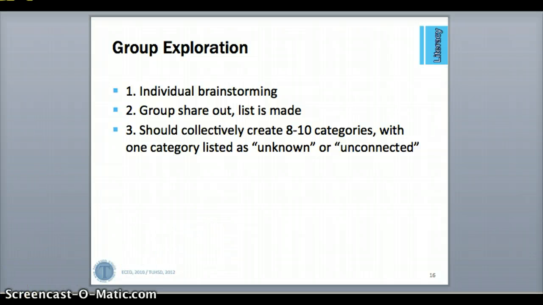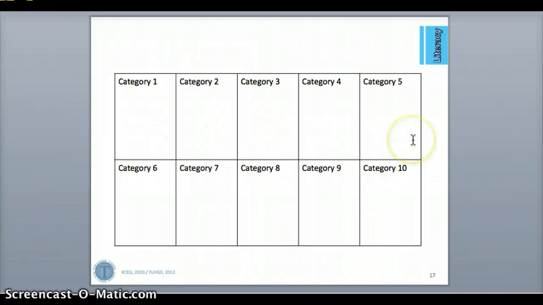After that, you're going to pass out a piece of poster paper or a piece of butcher paper, but it does need to be large. And you're going to have students fold it. You'll probably want to model how to fold it. But they're going to fold their poster paper so that it has 8 to 10 boxes on it.